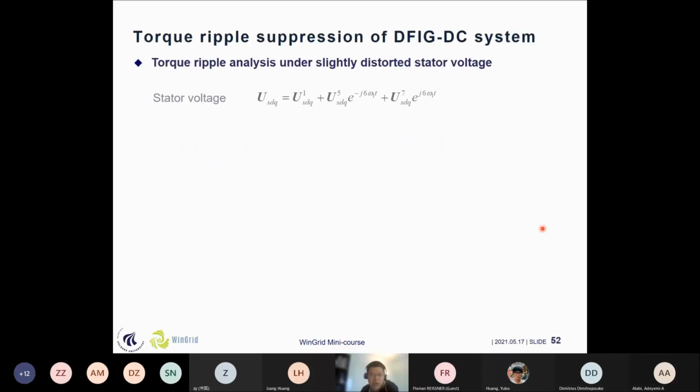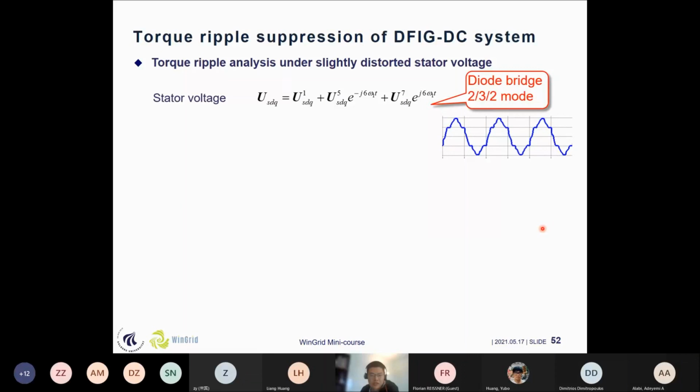We know that since the stator side is directly connected to the diode bridge, the stator voltage is unavoidably distorted. And if it's only slightly distorted, it means that the diode bridge is working in the 2-3-2 mode. It means that there are some discontinuous current areas, so the voltage is not so highly distorted. It only contains the 6th order harmonics. Here it is in the DQ frame, so the superscripts 1 and 50 represent the harmonic orders and the harmonic frequencies.